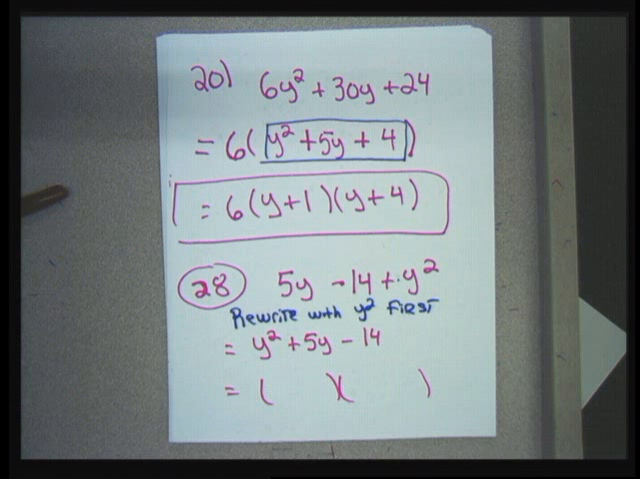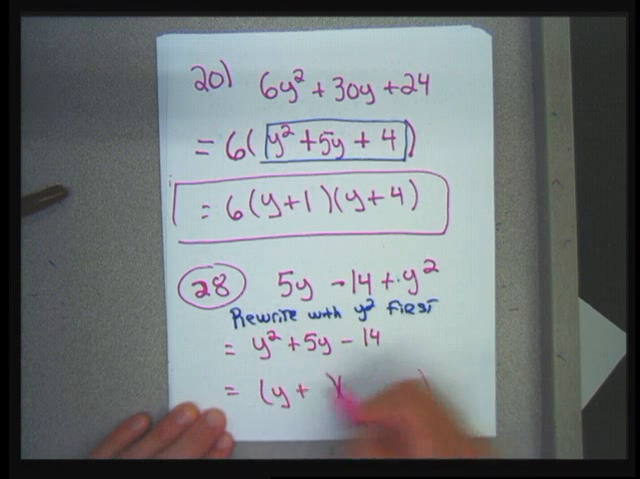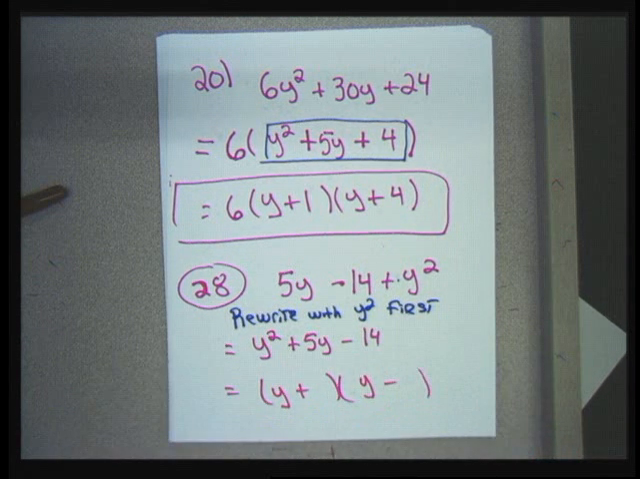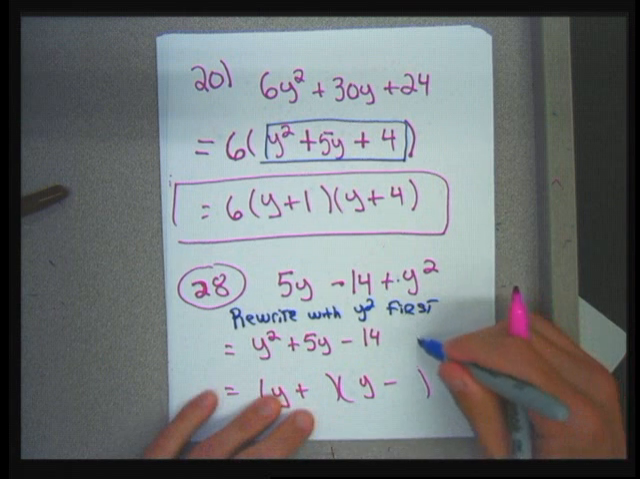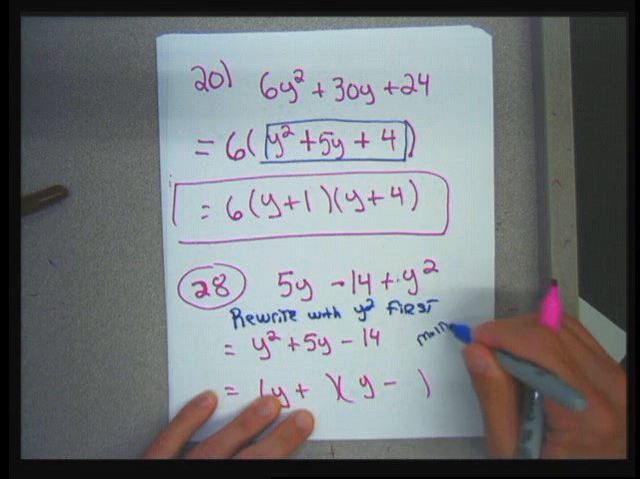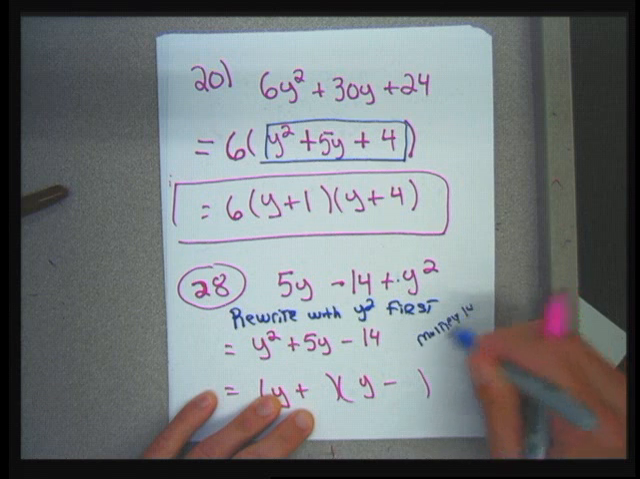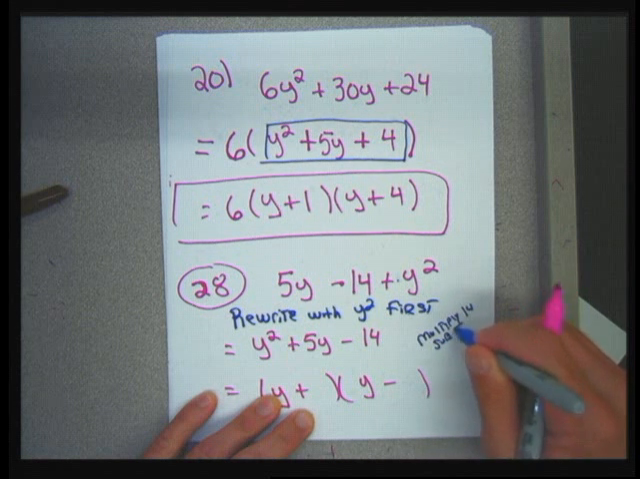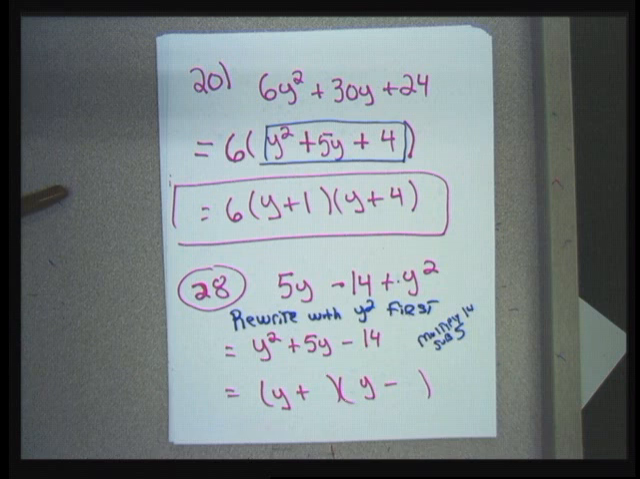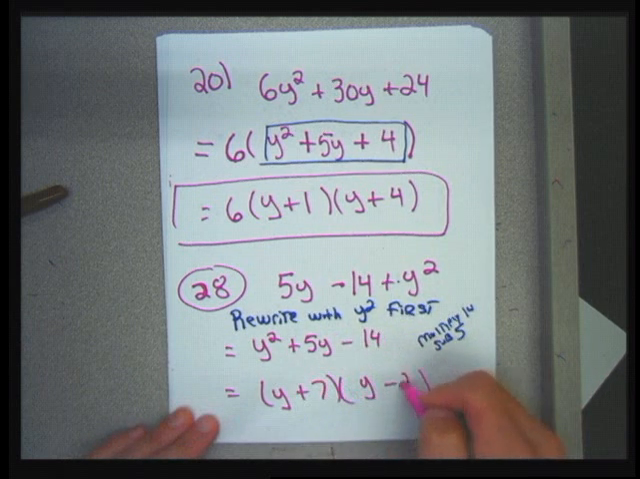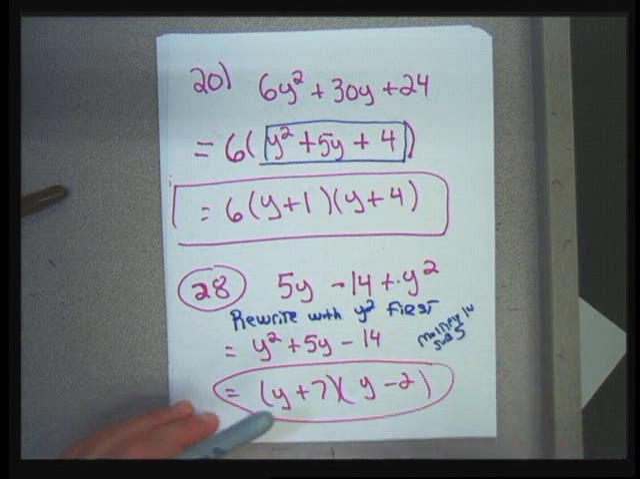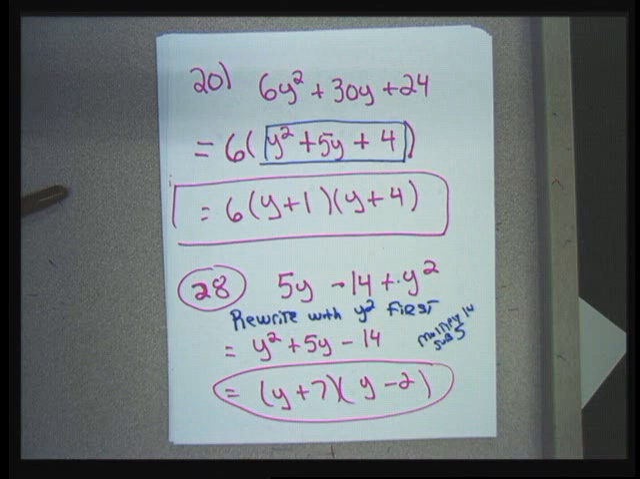When I go to factor this, my signs in my firsts are supposed to be easy. My signs are plus and minus. My firsts are a couple of y's. And the lasts are going to be 7 and 2. They multiply to 14, subtract to 5. And that's going to be 7 and 2. Because the 5 is plus, the 7 has to be plus. So the answer to 28 should be y plus 7 times y minus 2.